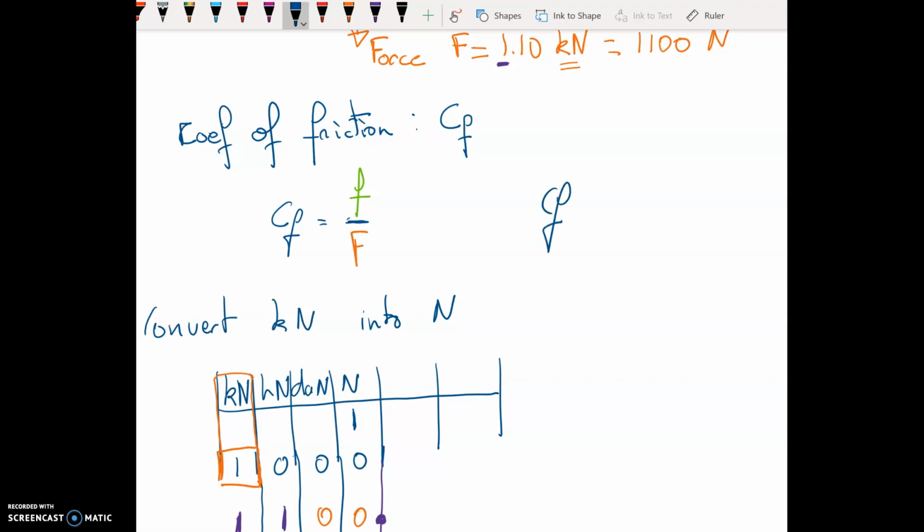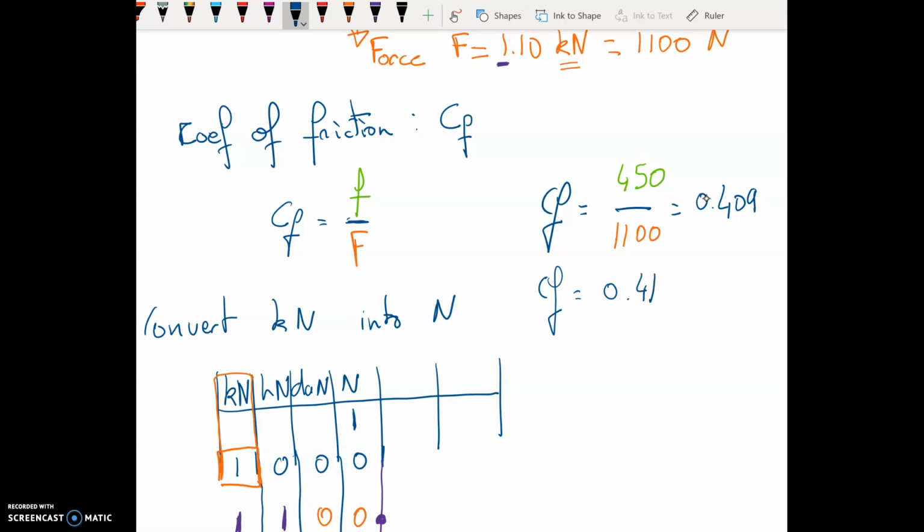Now I can clearly calculate the coefficient of friction. The coefficient of friction will be equal to 450 divided by 1100, and the answer is going to be 0.409, and I let the other numbers go, so I could approximate the answer as 0.41.